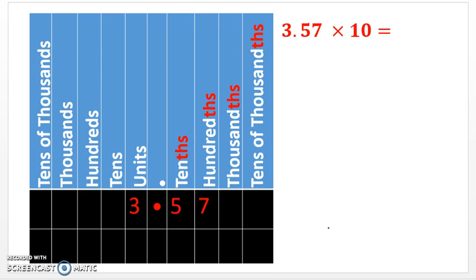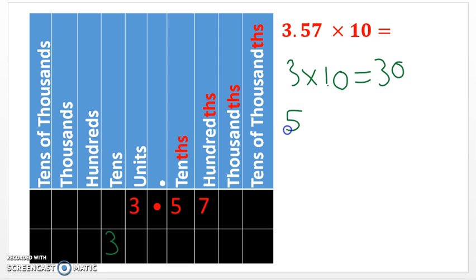We're going to multiply 3.57 by 10, and to do that, I'm going to look at each of the individual numbers in this decimal, so the 3 units, the 5/10ths and the 7/100ths, and look at what happens to each of those when we times them by 10. If you take 3 units and you times by 10, you're going to get 30. So that means the 3 units would now become 3 tens.